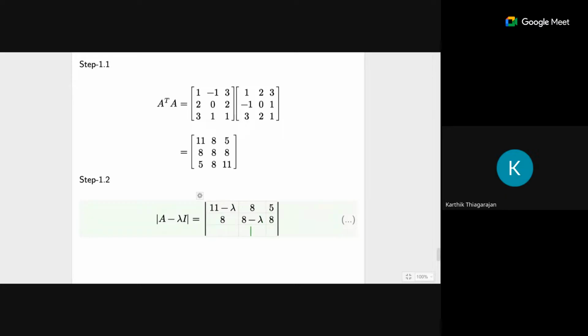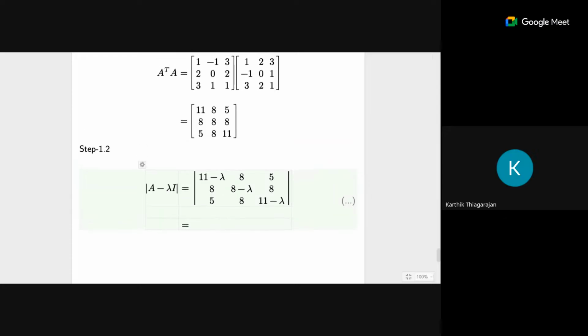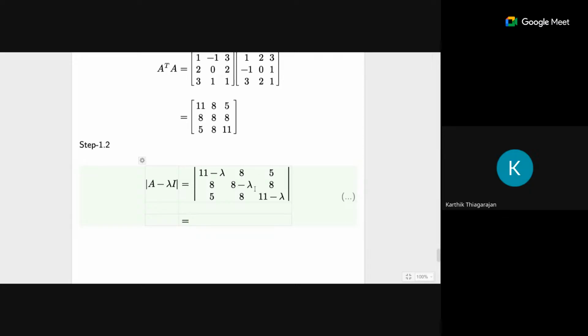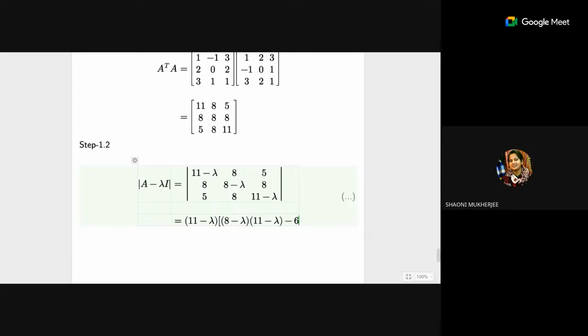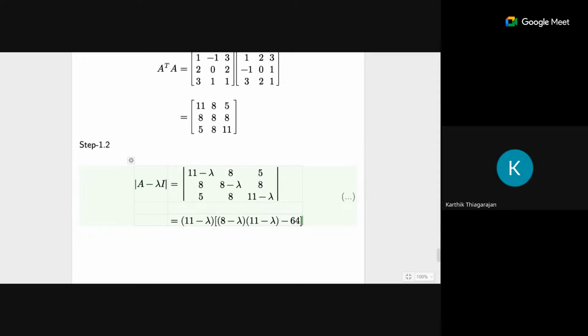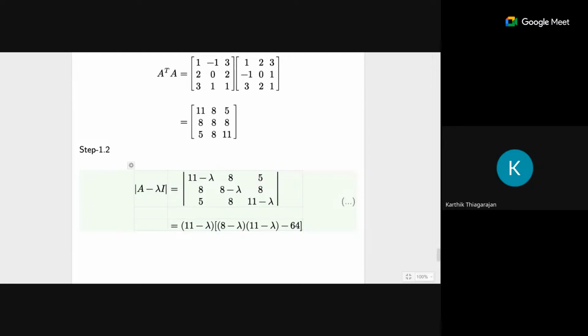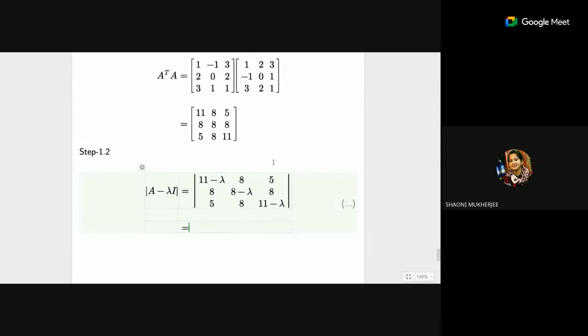Eight minus lambda, 8, 5, 8, 11 minus lambda. Okay, does anyone have the courage to factor this? This is 11 minus lambda into 8 minus lambda into 8 minus lambda into 11 minus lambda minus 64 minus 8. Should we do this? But if we don't do this, we won't understand some important things. Can anyone do this and tell me? Okay, sir, give me 1 minute. Yeah, let's take some 2-3 minutes.